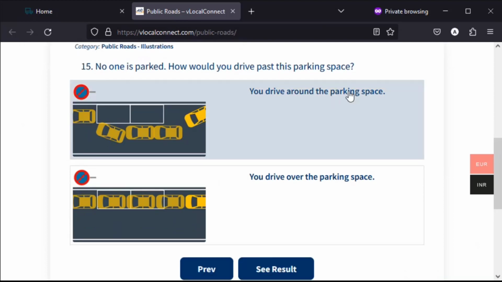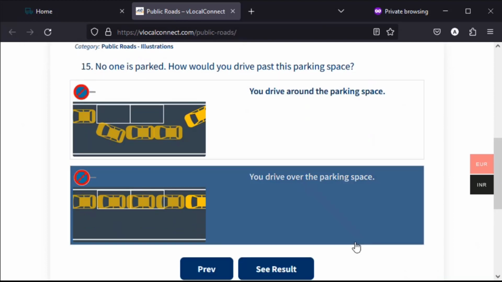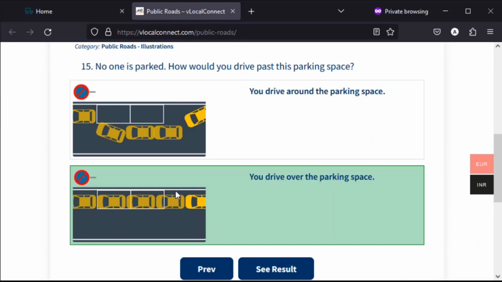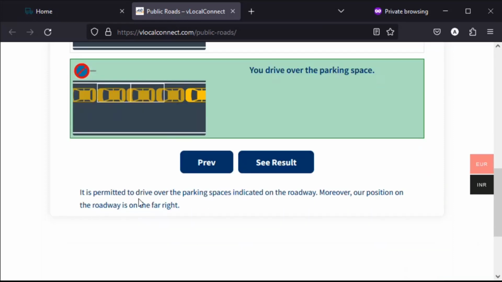You drive around the parking space, or you drive over the parking space. The correct answer is you drive over the parking space. This is how you must drive, and you can see the explanation. It is permitted to drive over the parking spaces indicated on the roadway. And moreover, we should position our vehicle as far right on the road as possible, right? So that's the right answer.